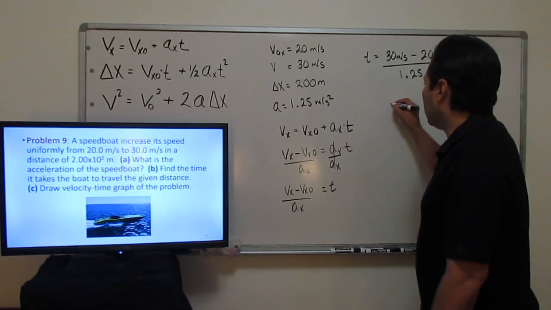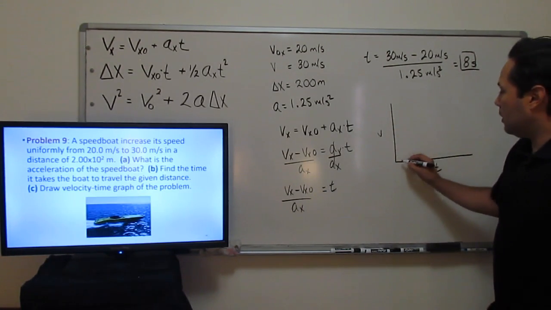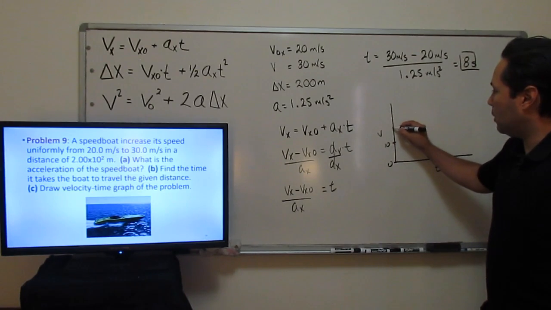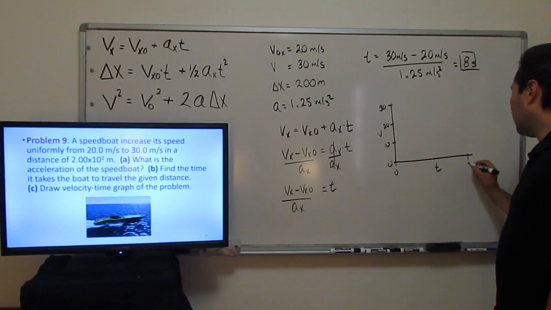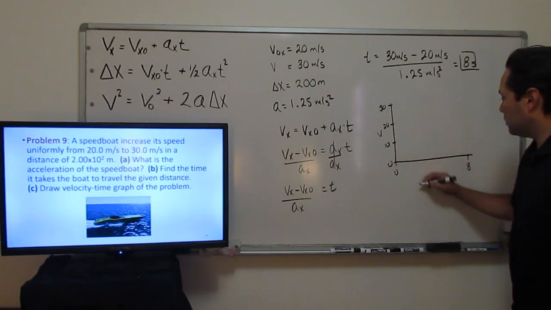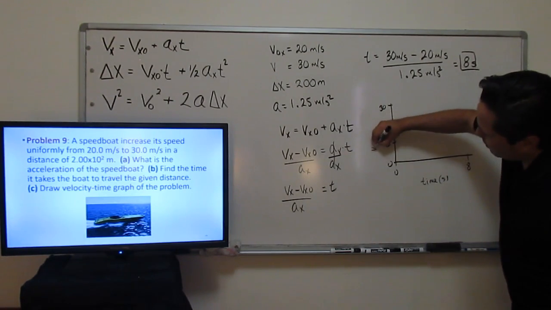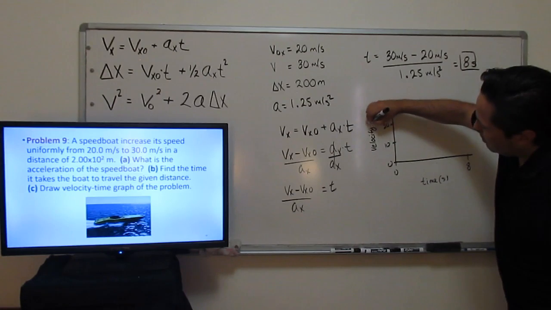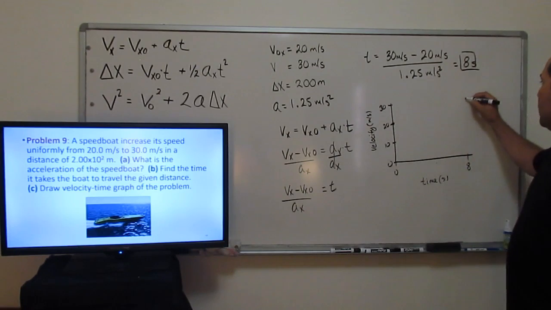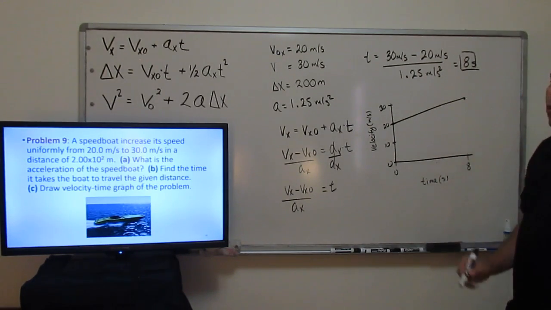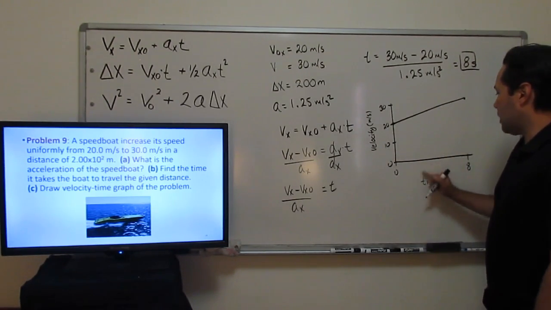So part C will look like this. Time always on the x-axis. Velocity, we'll put it here. Let's see, 0, we'll put 10 over here, 20 over here, 30 over there. And time 0, 8 seconds. Time in seconds. Put velocity in meters per second. And over 8 seconds it went from 20 to 30, so that will be our velocity time graph. Here's velocity time, there you go, from 20 to 30 in 8 seconds.